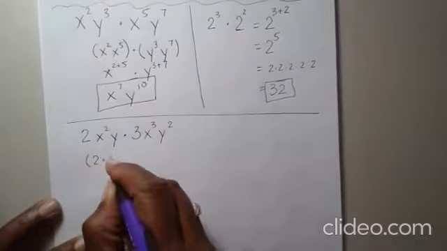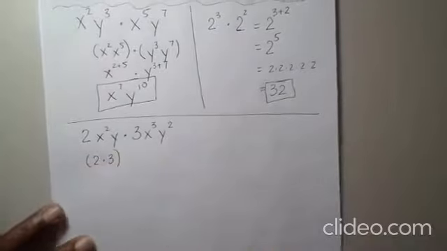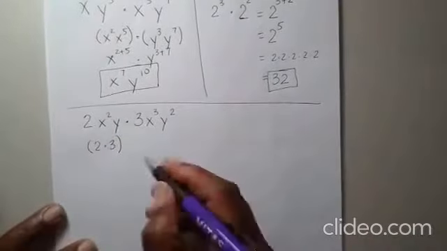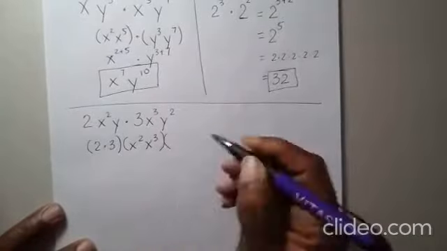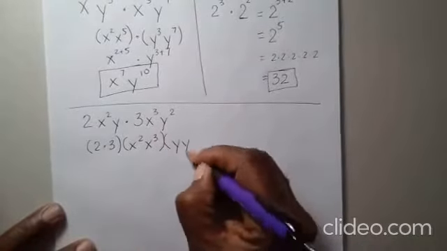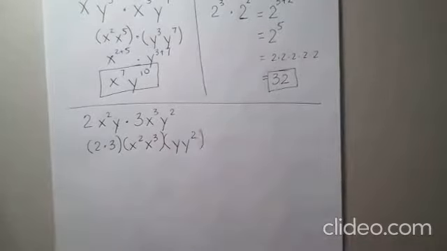So we put our 2 and our 3 together. We're doing products here. So 2 times 3. Let's put our x's together, x squared and x cubed. Let's put our y's together, y and y squared.